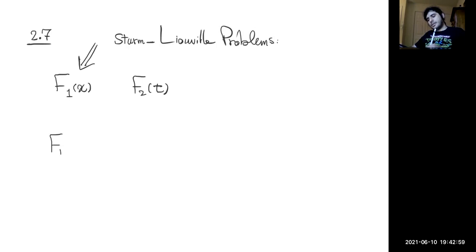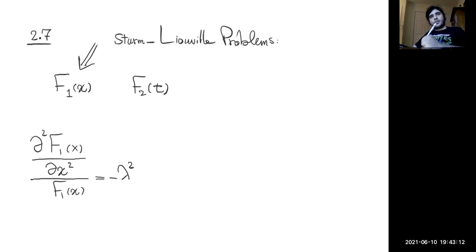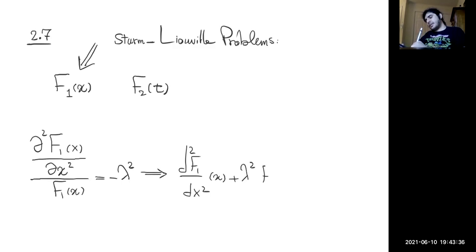The equation we had for f1 was of this sort. We had the second derivative of f1 of x with respect to x, over f1, equal to minus lambda squared. And lambda could have a lot of different values. It could be lambda 1, lambda 2, etc. Because it's just a function of one variable, we write d squared f1 over dx squared plus lambda squared f1 of x equals 0. So this is the equation we had earlier, right? But we also had boundary value conditions.